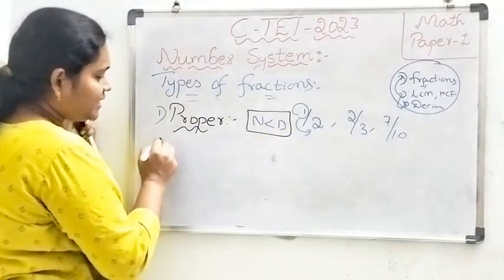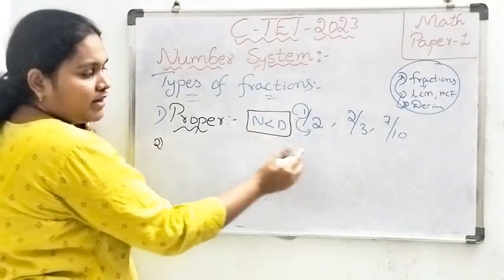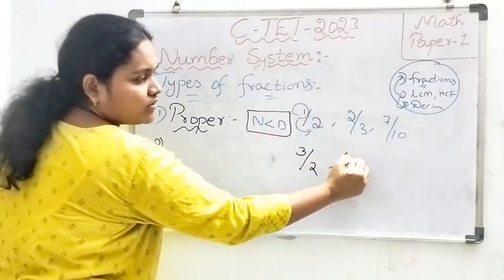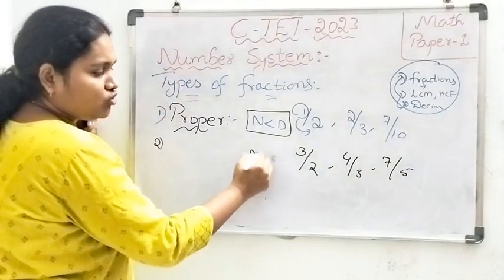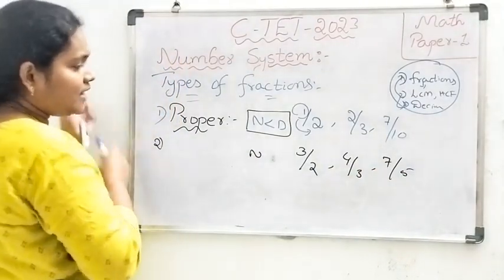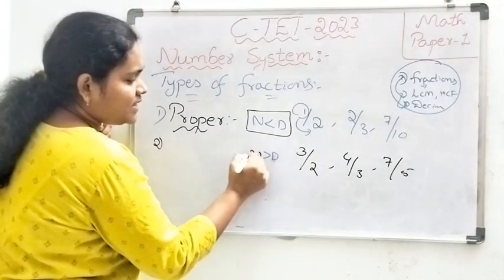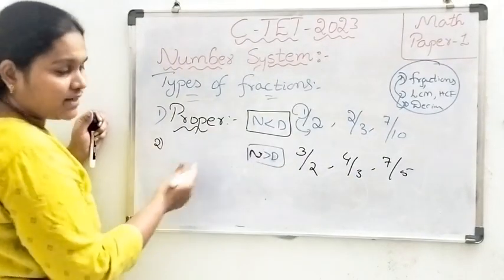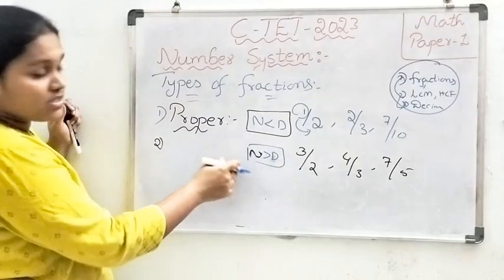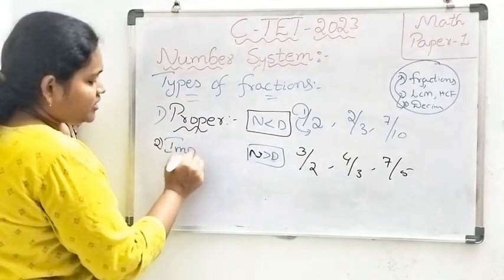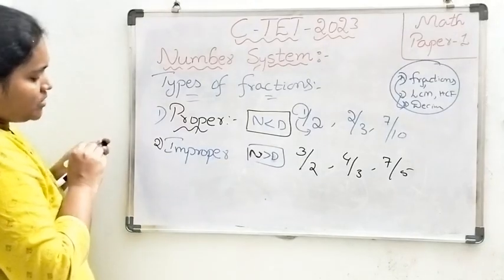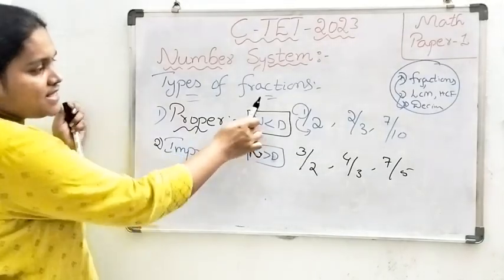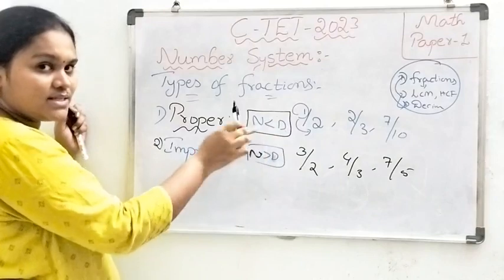If the numerator is greater than the denominator, like 3 by 2, 4 by 3, 7 by 5, then that type of fraction is called an improper fraction. So proper fraction means the numerator is less than the denominator, and improper means the numerator is greater than the denominator.